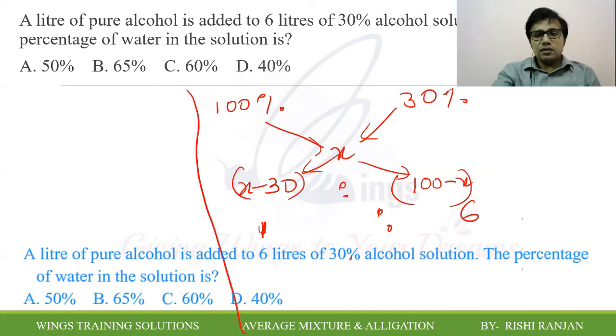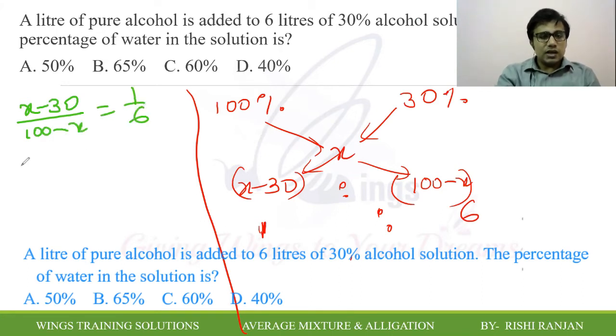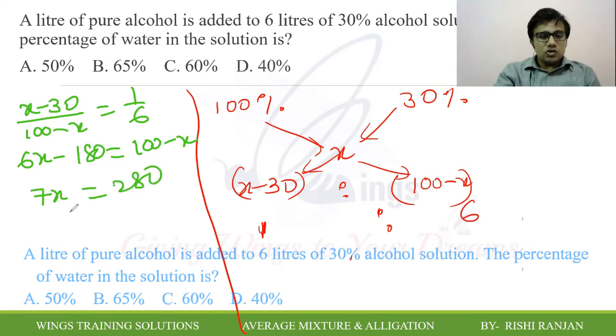So we are getting x minus 30 and 100 minus x. Then we can just apply the ratio, which is 1:6. Let's apply that. So we have (x minus 30) divided by (100 minus x) is equal to 1:6. Cross multiply: 6x minus 180 is equal to 100 minus x. So we get 7x here, and on this side we get 100 plus 180, which is 280. So x will be equal to 40.